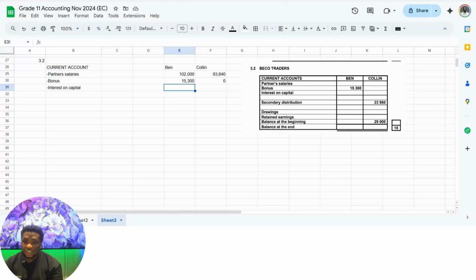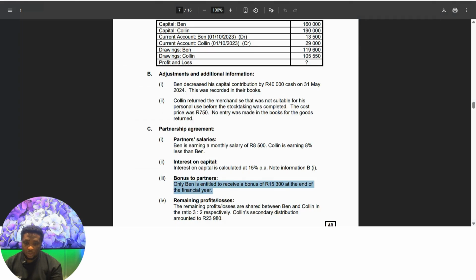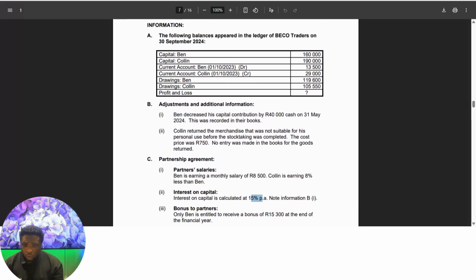All right, next we got the interest on capital. So our interest on capital, what do they say about it? It says that it is calculated 15% per annum, and it says note information B. All right, because obviously we need this 15%, but then we need to know, well, what was the capital at the beginning, during, and at the end, and that kind of stuff. So what does it say here?